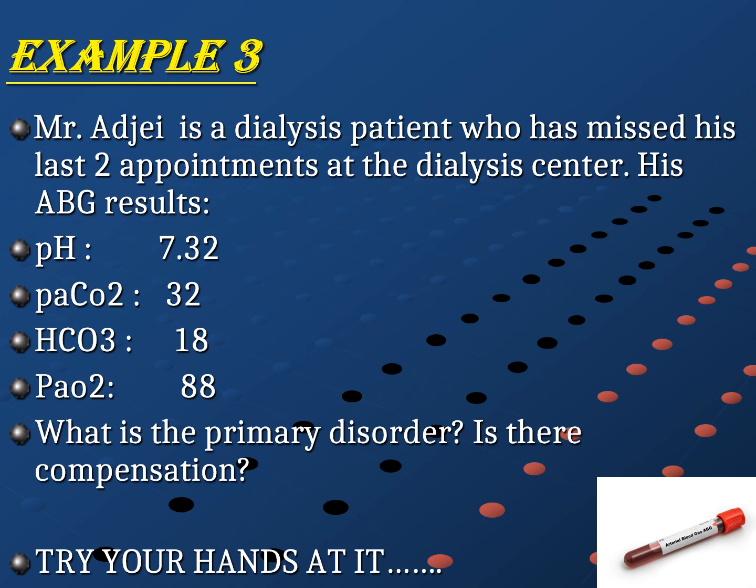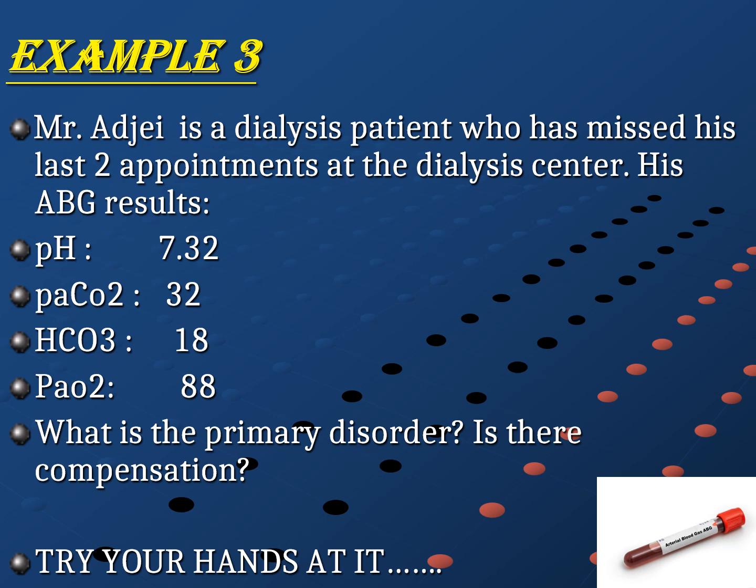Here's a clue. Mr. Abg is a dialysis patient who has missed his last 2 appointments, which suggests that his kidneys are not functioning properly. This can lead to a buildup of waste products, including acids, in the blood. Looking at the ABG results. pH is slightly low, 7.32, indicating acidosis.